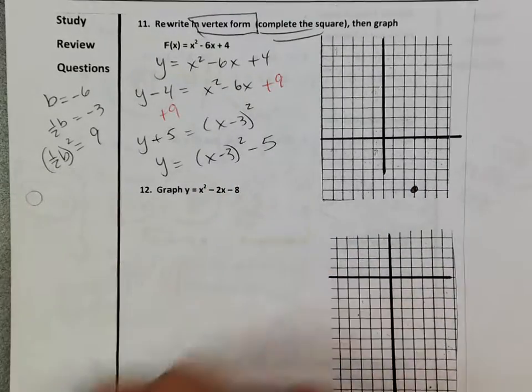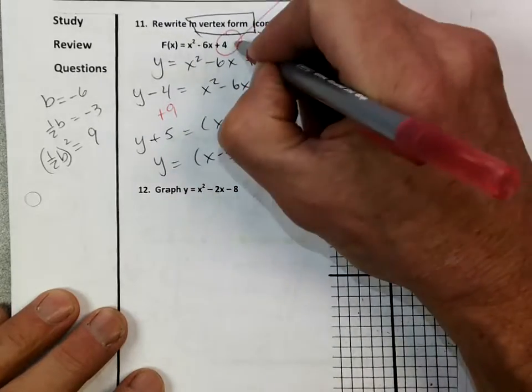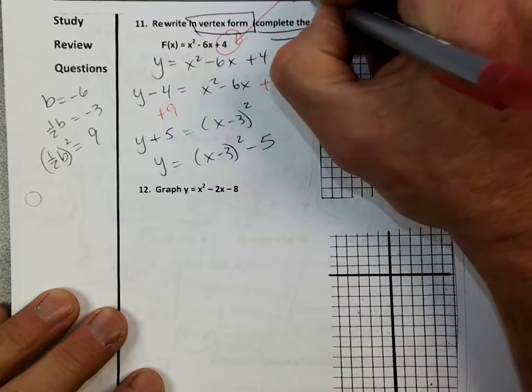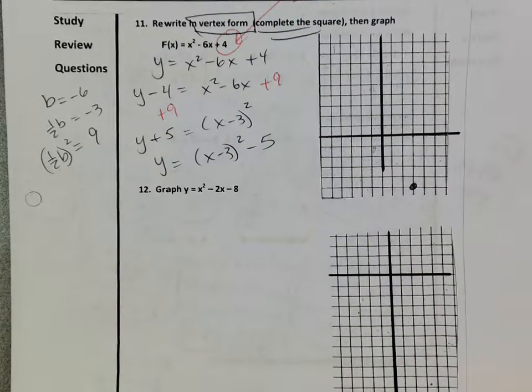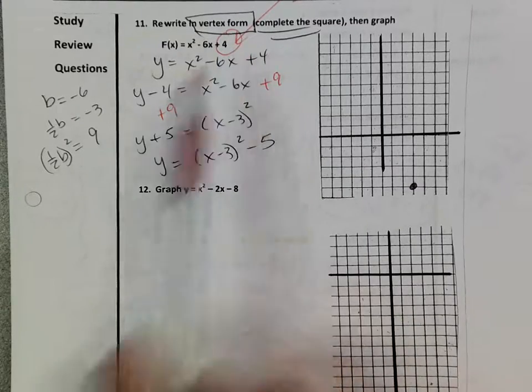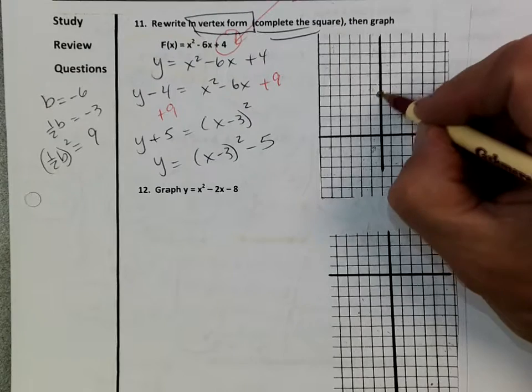My y-intercept, I'm going to get that one next because that's really easy. There's my y-intercept. That's my y-intercept, okay? Just like in graphing. Remember we did graphing lines? That's my y-intercept right there. So at positive 4, I'm going to put a dot. 1, 2, 3, 4, okay?